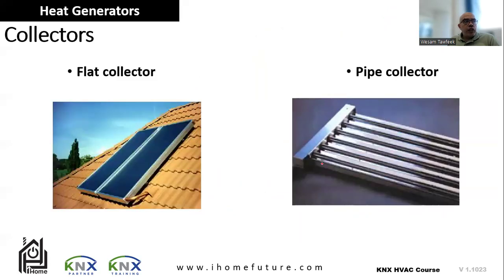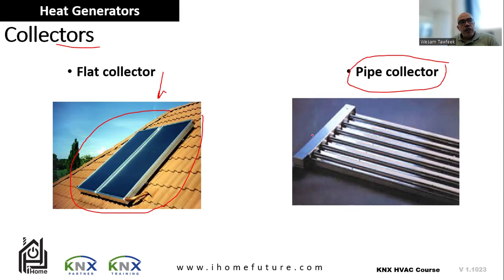So one of the most important things about the solar system is the collectors, because they are the ones responsible for getting most of the power. This is a flat collector, and this is a pipe collector. Okay, and in the pipe collector you have better exposure to the sun, so more energy as well.